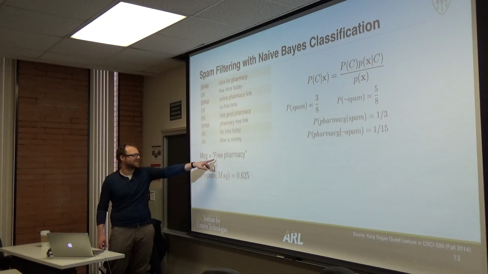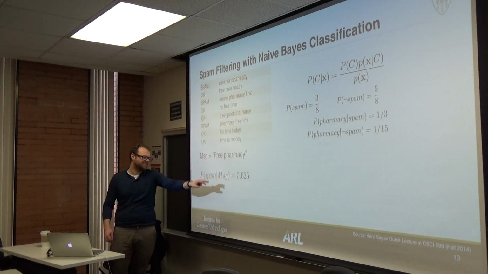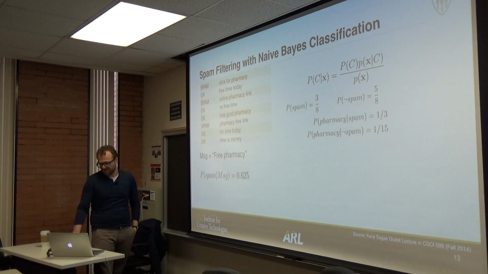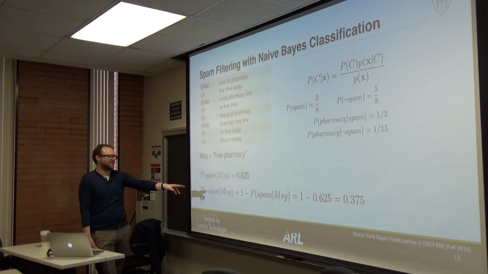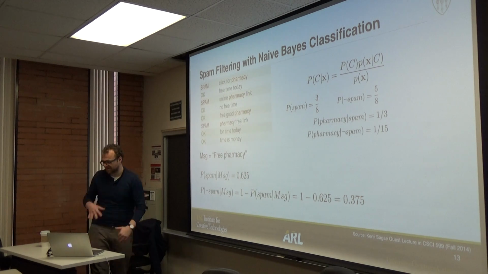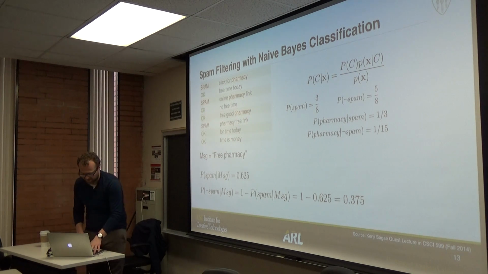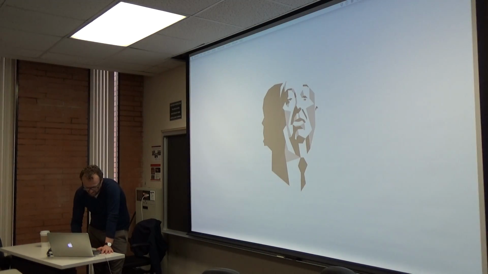And in the end, we find out that this message is 0.625 spam, and very easily we can assess that if we subtract this likelihood from 1, we know that this message is likely spam. Okay, so this is just a brief walkthrough again of how the naive Bayes classifier works. Any questions on that? Okay. We're possibly going to do homework on that.